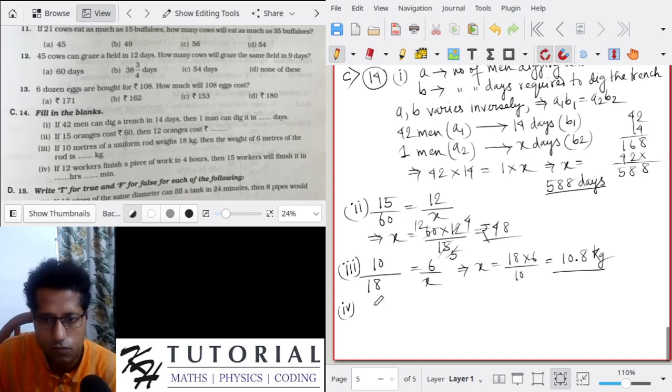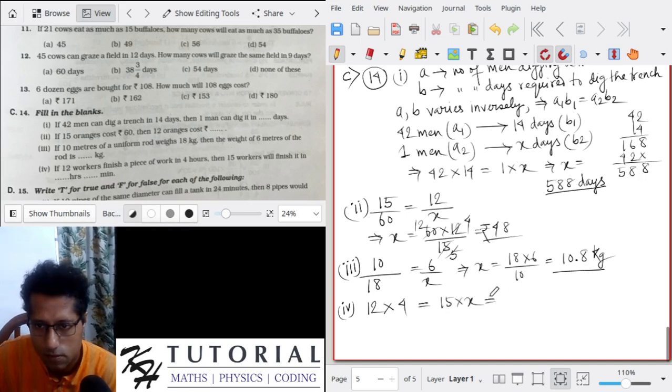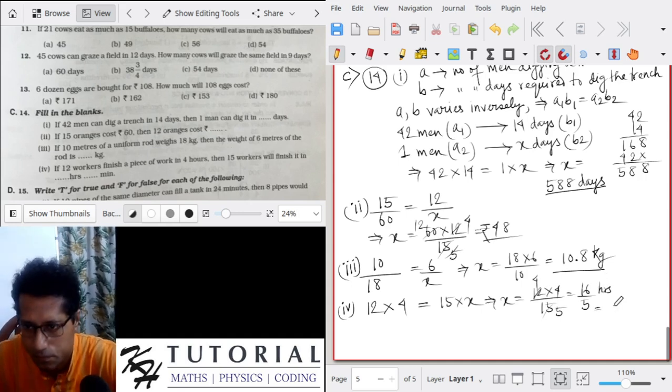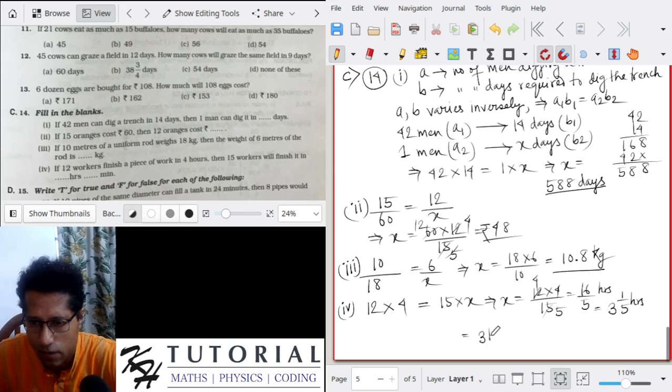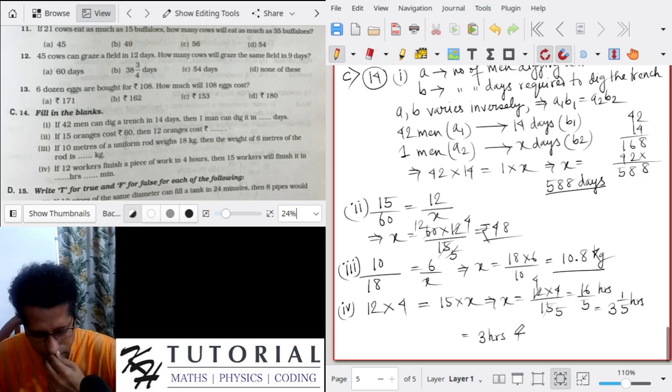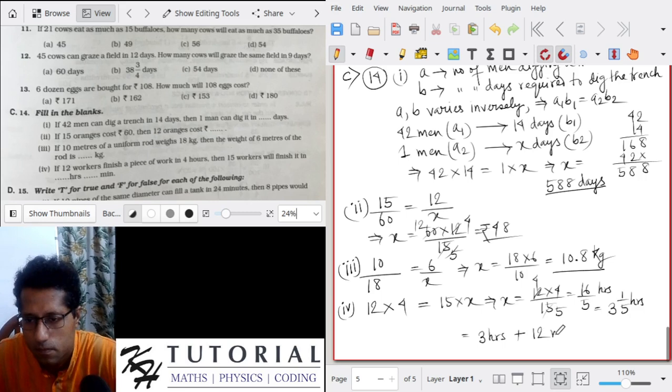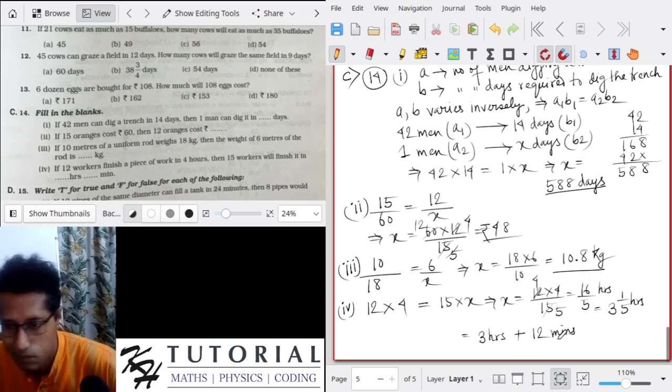So we will have 12 into 4 equals, if we assume that 15 workers will complete the work in X hours, then 15 into X. This implies X equals 12 into 4 divided by 15. This is 16 by 5 hours. This is 3 1/5 hours. This equals 3 hours plus 1/5 hours, means 60 by 5 minutes, that is 12. So the answer is 3 hours and 12 minutes. Okay.